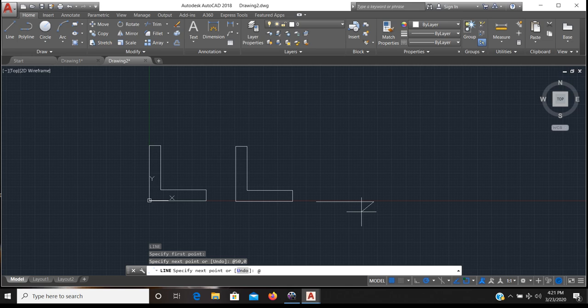Second one at the rate of x 0 comma y 10. Next one at the rate of distance moving backward means minus 40 x, y 0, enter. Next one at the rate of distance was 40, x 0, we have only y. Next one at the rate of distance x moving backward means minus 10, then also y 0, enter. Then at the rate of distance y moving downward means x 0, y moving minus 50, enter.